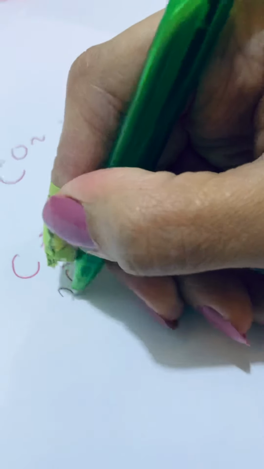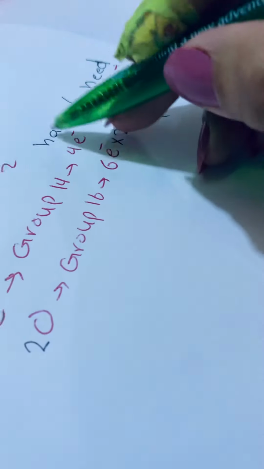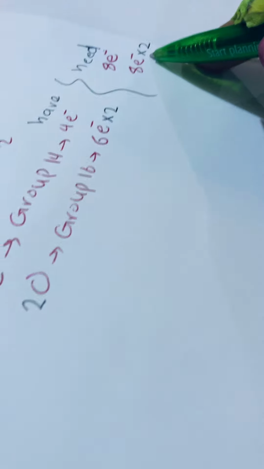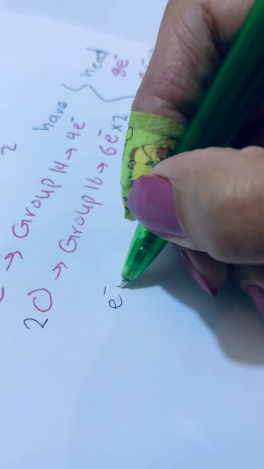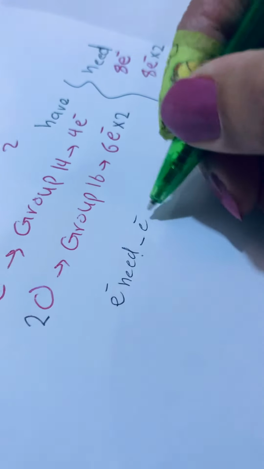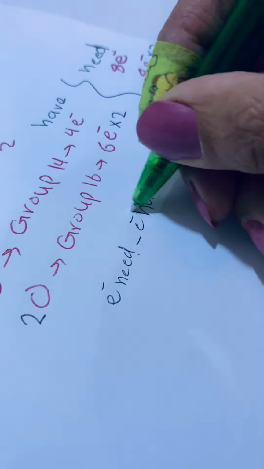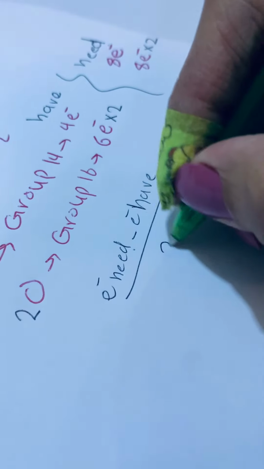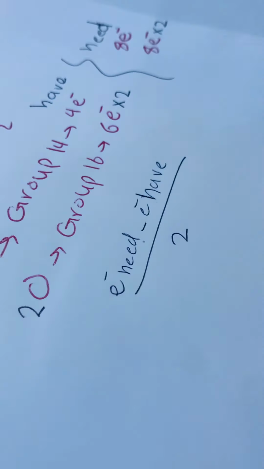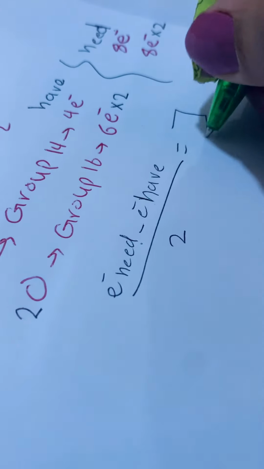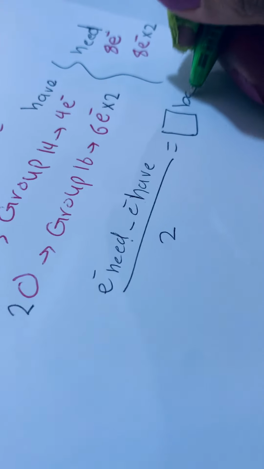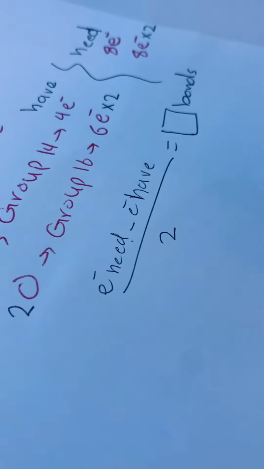So because I have 2 oxygen, I'm gonna here multiply by 2 for the electrons I have, and also I'm gonna multiply by 2 for the electrons I need. Now if you remember, the rule says you're gonna subtract the electrons you have from the electrons you need, and then you're gonna divide by 2, and the answer is gonna show you how many chemical bonds are in this molecule.